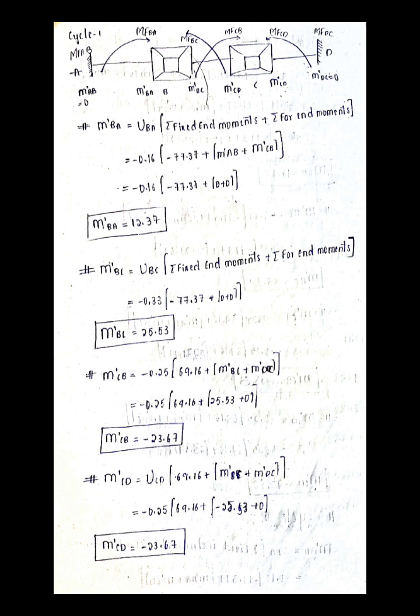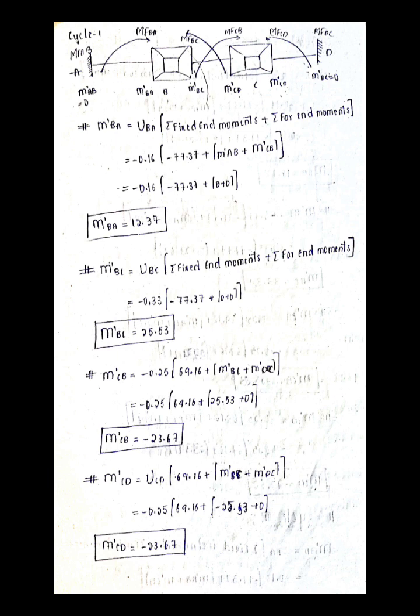So UBA value we know, here we have written minus 0.16 in that left side box. Then the sum of fixed end moments means MFBA plus MFBC here. Then the sum of far end moments: for B the far end moments are M dash AB and M dash CD, therefore M dash AB plus M dash CD. Then we can write it. We have not yet found these values, therefore we will write 0 plus 0. Now we got M dash BA.